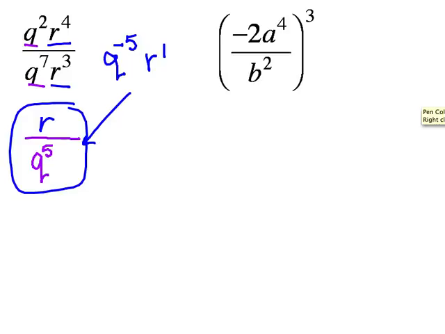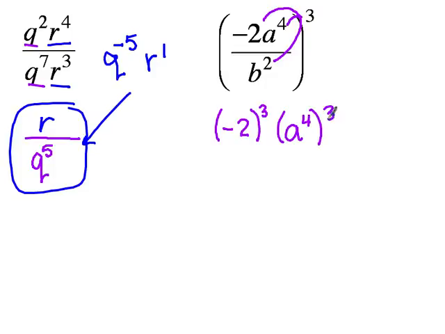Let's look at the next one. What do you think my first step is going to be to do on this next problem? Not times. Distribute, and I'm going to distribute the power. So that power is actually going to go to every term. And that's not like a 3, it's just a power to the 3rd. So really what that means is that I have negative 2 cubed. I have a to the 4th cubed. I have b squared cubed.